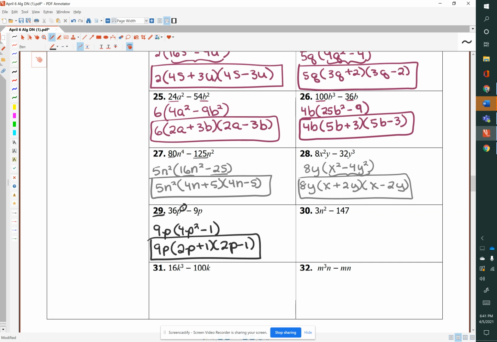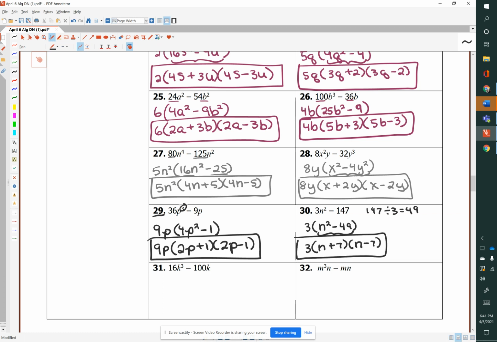And number 30, if we factored out the 3, let's think about this. If we divide 147 divided by 3, we have 49, which is a perfect square. So let's factor out the 3, but we'll leave the n squared in. So 3 comes out, so we have n squared minus 49, which is our difference of squares. That works for us. So now 3 times the quantity of n plus 7 and n minus 7, and our work is complete.